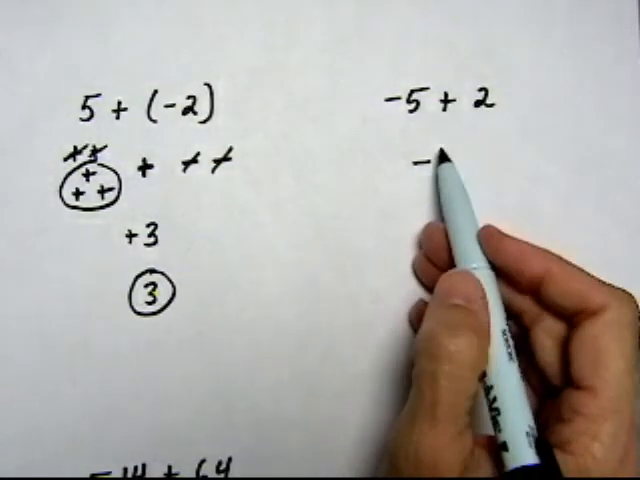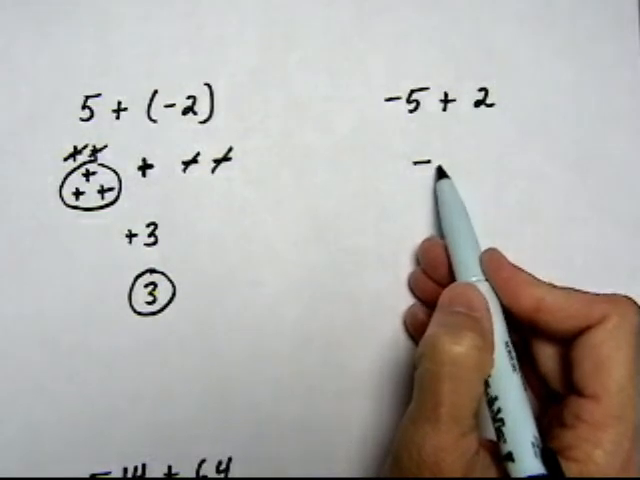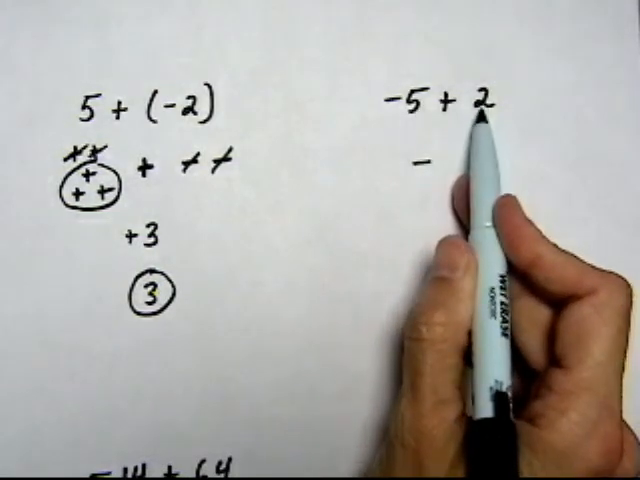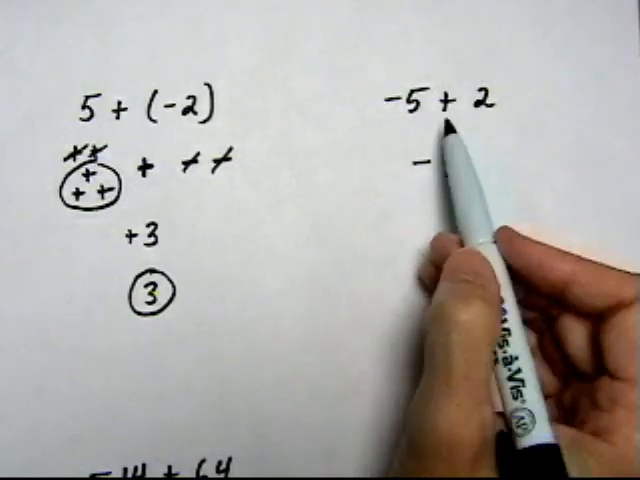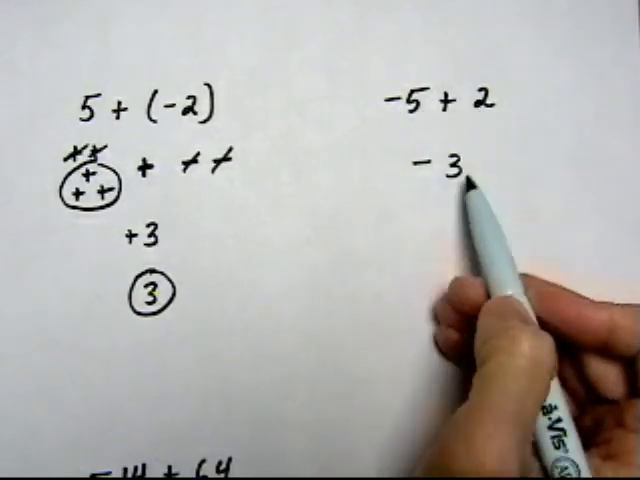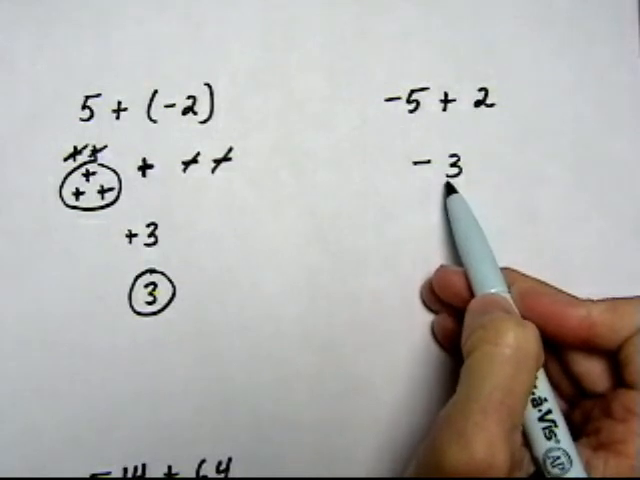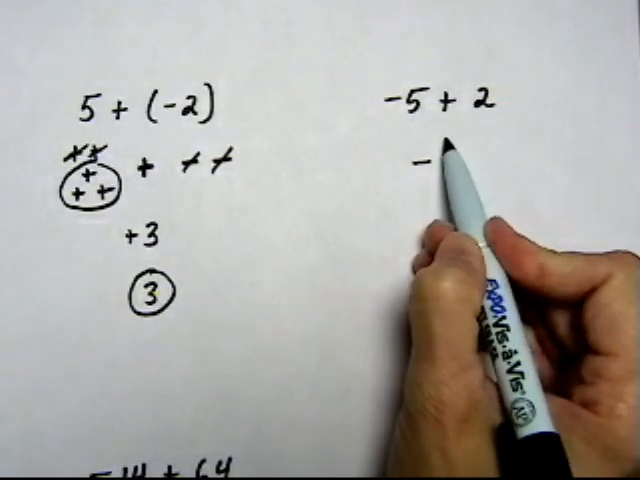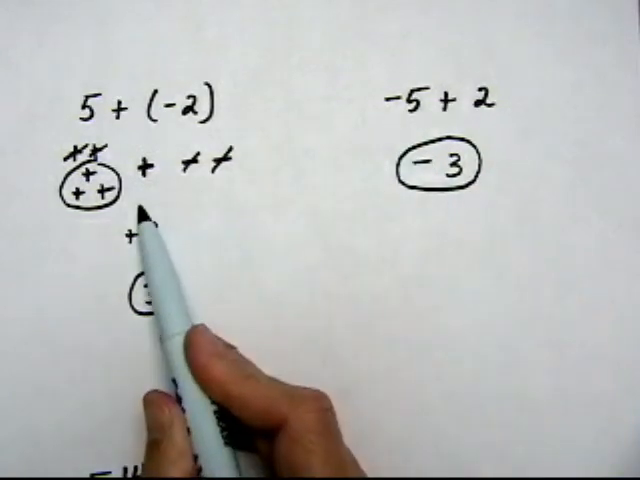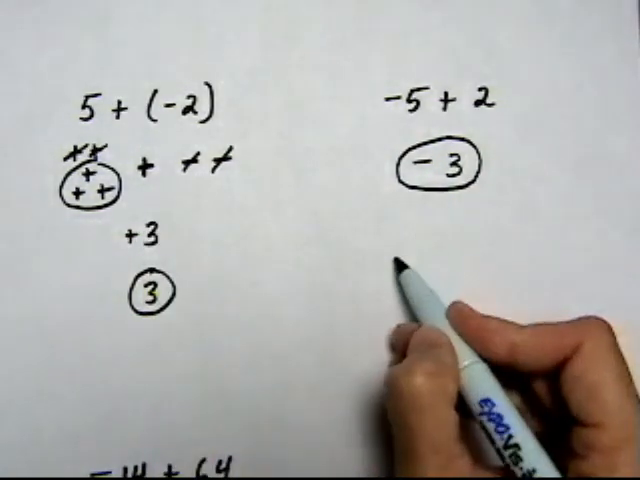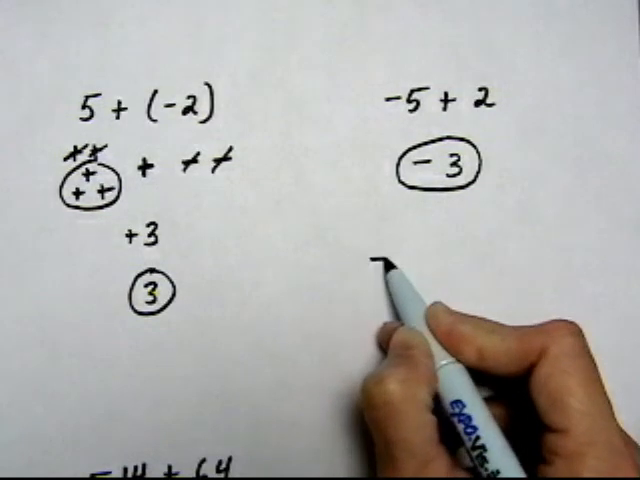And then ask yourself, how many more negatives do we have? If we have 5 negatives and 2 positives, we have a total of 3 more negatives. So these tend to cancel each other out, leaving a leftover of 3 negatives. So our answer is negative 3. And again, you can look at this with signs canceling out like we did over here. Another way that I want to show you is you can look at it with a number line.